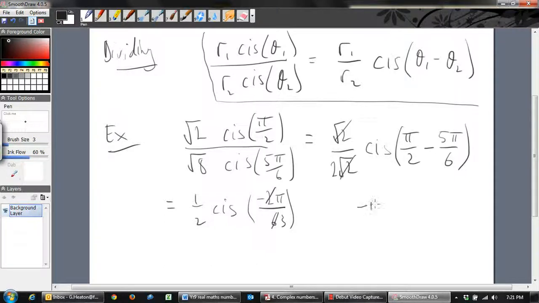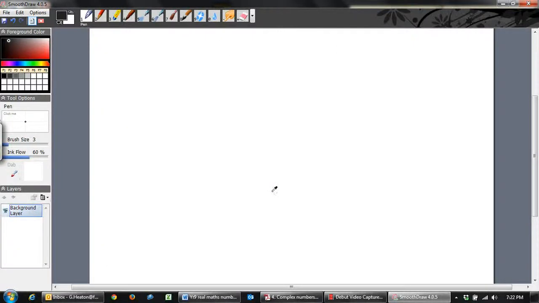Okay, it's between negative pi and pi, so that is fine, so that is all correct. I'll just rewrite it so it's clear. Half cis negative pi over 3, and that is your answer there, doing that division. Perfect. Let's just look at powers.